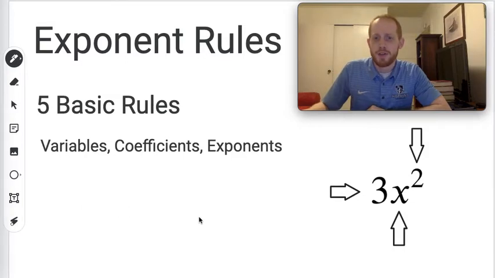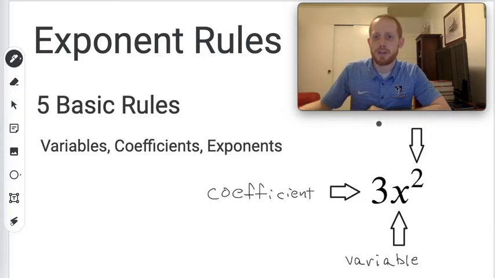First of all, looking at this 3x squared, we know that these are all different parts. The number out in front is going to be called the coefficient. The x is going to be the variable, which is usually just a letter. And then the number on top is called an exponent. So the way I would say this is 3 times x to the second power, or 3x squared.